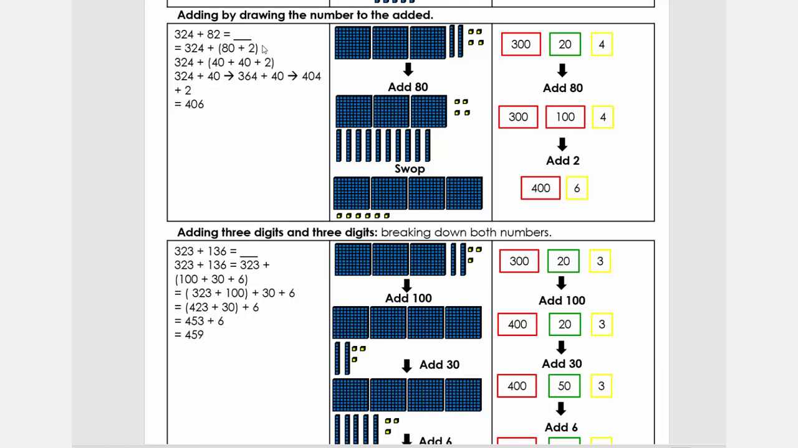So why did I put in the step? If you see the child struggles to add the 80 to this, add a 40 and then another 40. This is just an example of how we can support. If this is not needed, they can go from this step, 324 plus 80 plus 2, straight into 324 plus 80 and then plus 2. Remember, these arrows are the way we think.